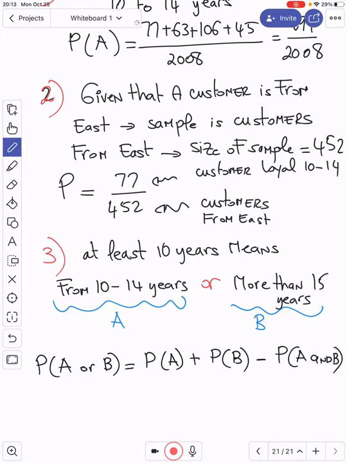But here, a customer cannot be both, right? Loyal from 10 to 14 years and more than 15 years. The customer has been loyal either from 10 to 14 years or more than 15. He cannot be both, right? So this probability of A and B is just zero, okay? Because a customer cannot be both.